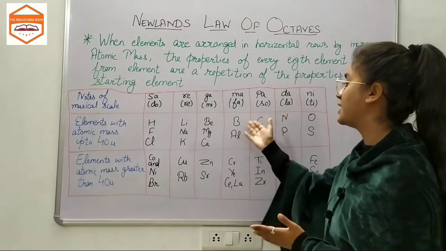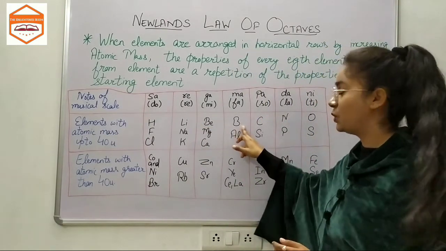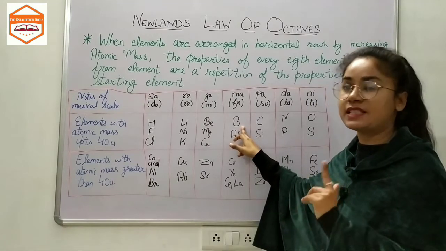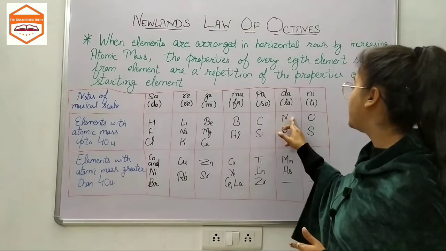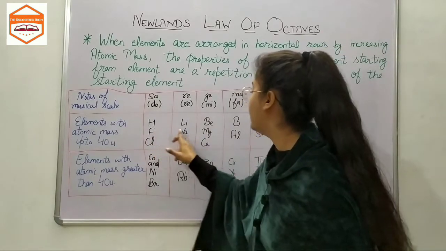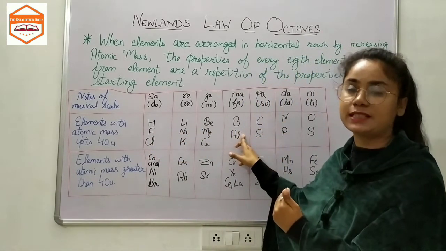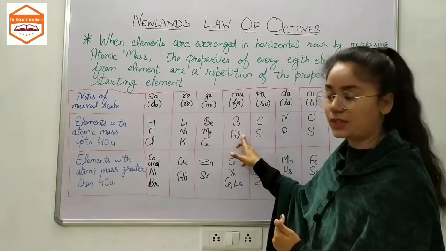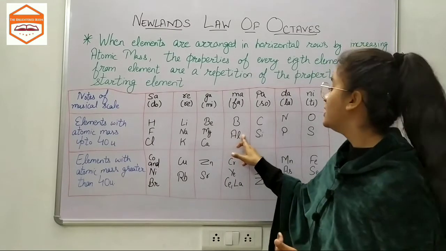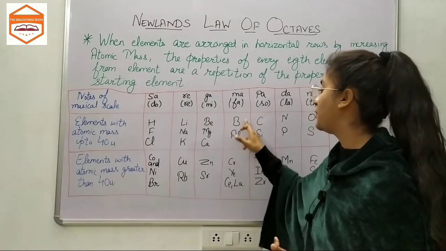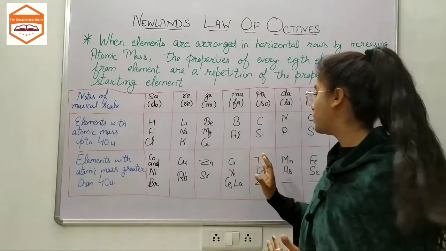You can take the example of boron. Let's start from boron. Boron is the first element, 2, 3, 4, 5, 6, 7, 8. Now you can see these cards are put in the same slot. So boron and aluminum, their properties are very much similar to each other.